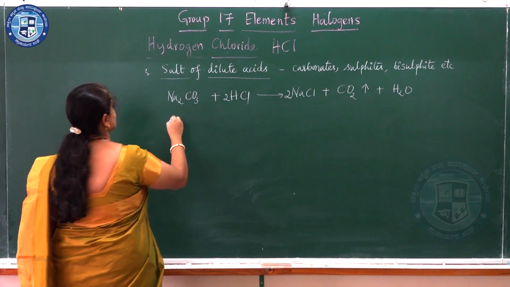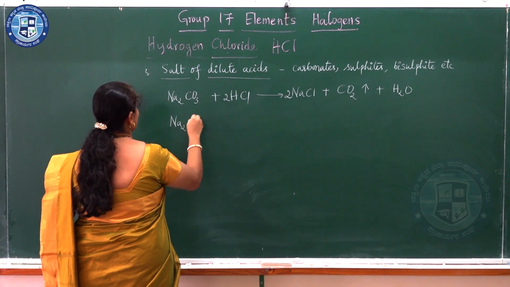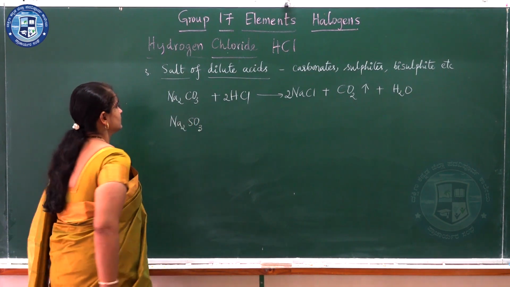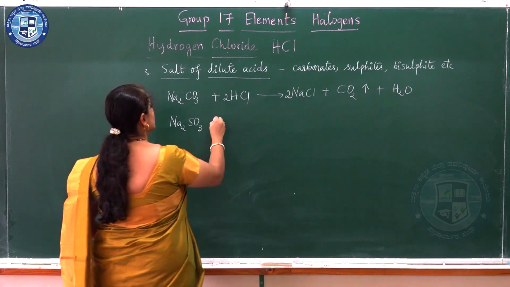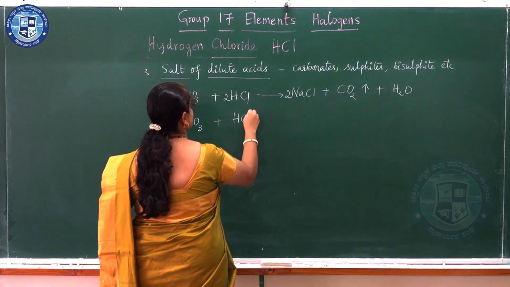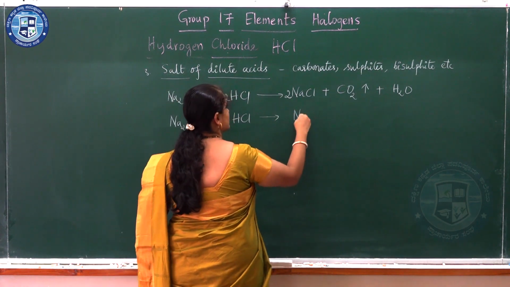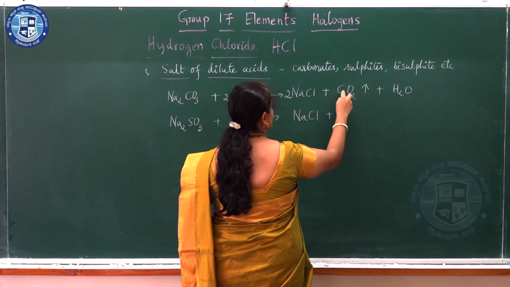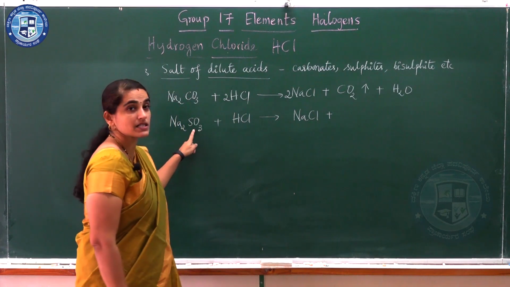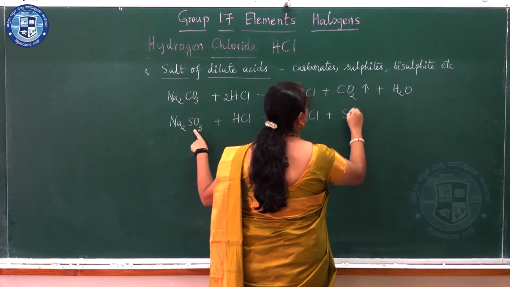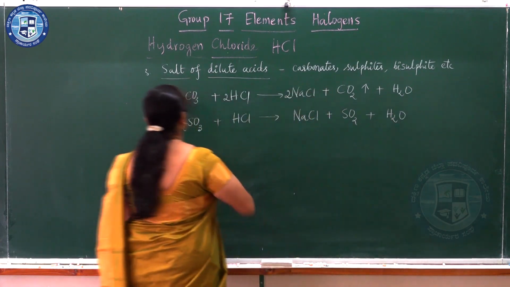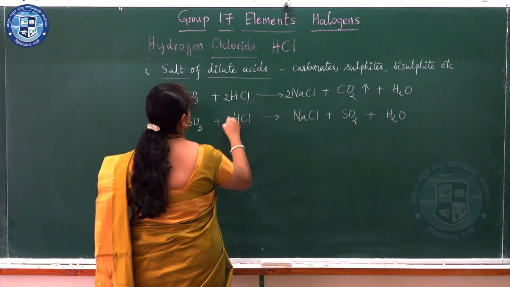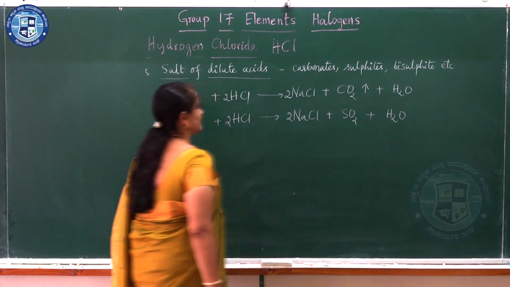Next if I take a sulfite, Na2SO3, this is made up of sulfurous acid, a weak acid. If you treat it with this HCl, I will end up with the same NaCl. Instead of carbon dioxide, I have sulfur dioxide being liberated in this case along with water. So balancing is of the same type, 2 HCl, 2 NaCl.